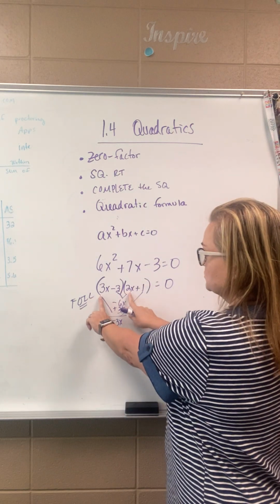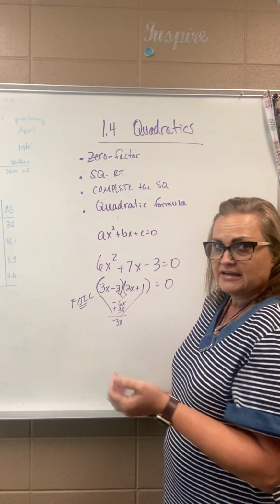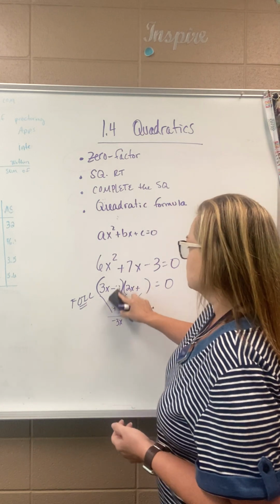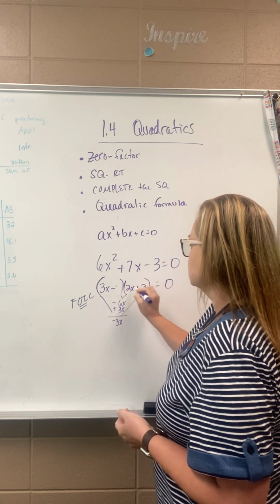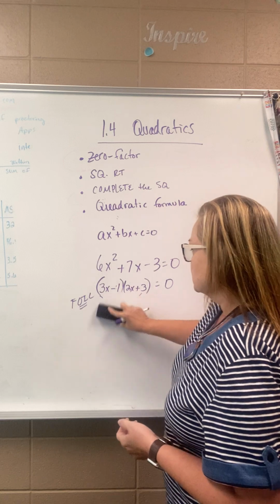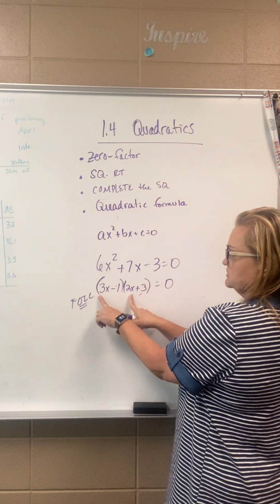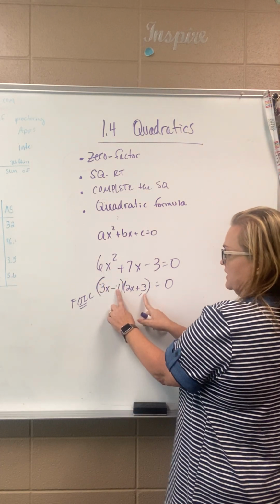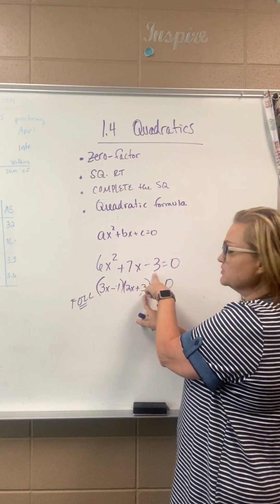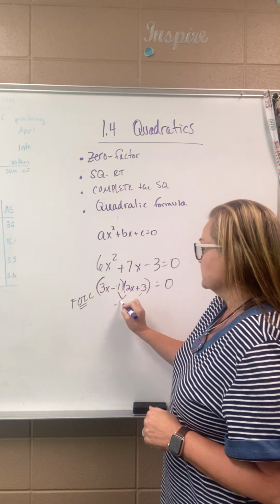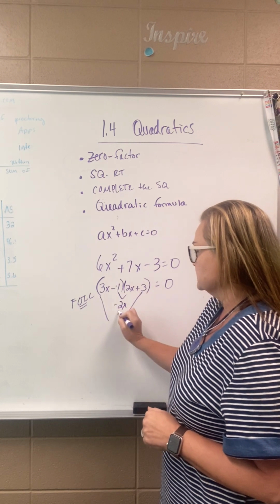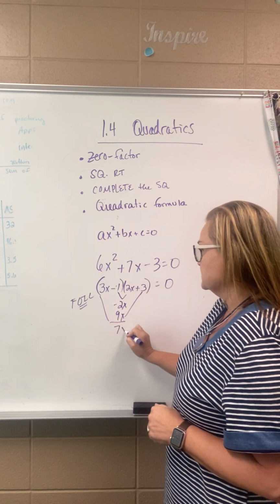Even though the first is right and the last is right, I didn't hit the right middle number. So I'm going to try moving these around in different ways and see what happens. Notice that the first still is 6x squared, and the last still multiplies to be negative 3. So let's check our inner and our outer this time. And you'll notice this time I got it.